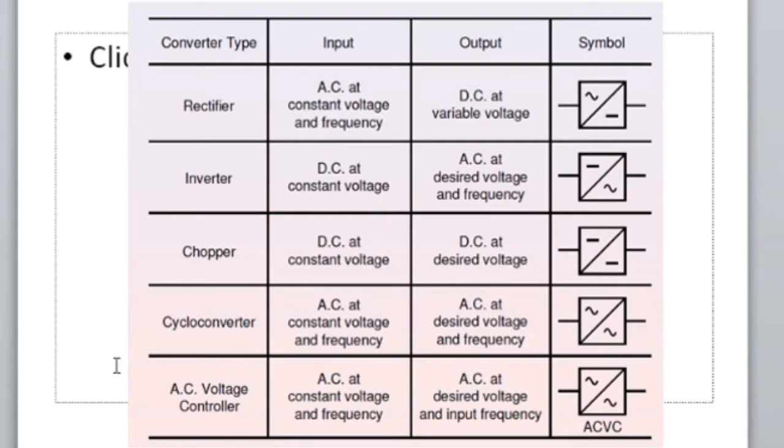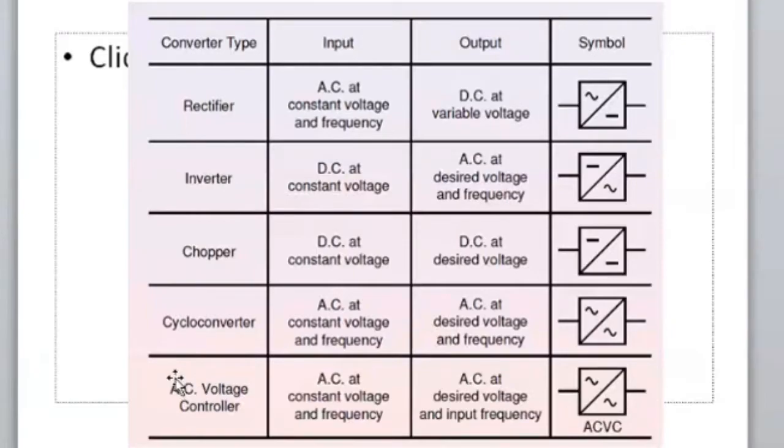Next one is AC voltage regulator. AC voltage regulator is a circuit that converts fixed AC to variable AC. Here I can change only magnitude, not frequency. Input frequency is the same as output frequency, but I can change the magnitude of the voltage.